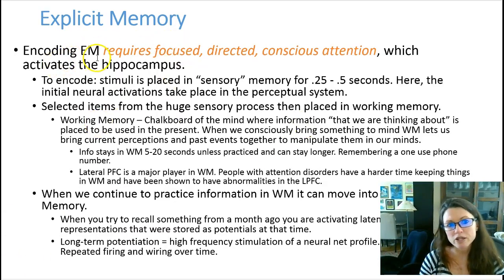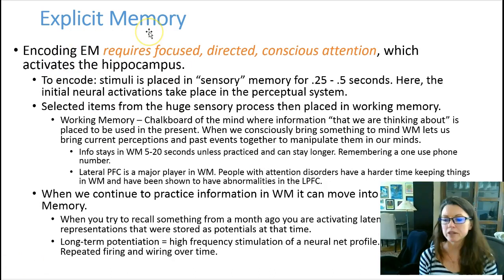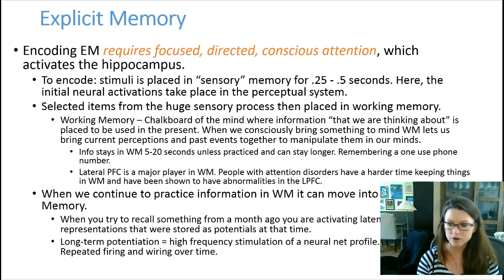So encoding explicit memory, now this is really important, so listen up. Encoding explicit memory requires focused, directed, conscious attention, which activates the hippocampus. So if you want to really remember things, then you have to focus on them. That's why, when we try to study and we cannot recall what is Erickson's third stage of development, maybe we weren't focusing when we were reading that information.